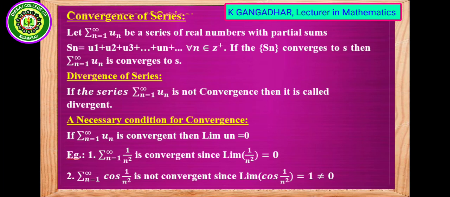Sigma 1 by n square series is convergent, since limit n tends to infinity 1 by n square equal to 0. So limit value 0.